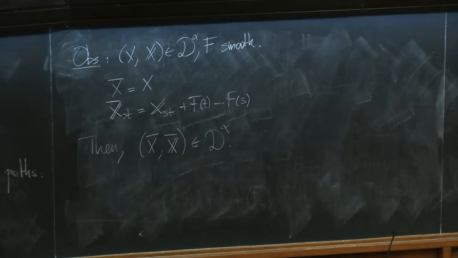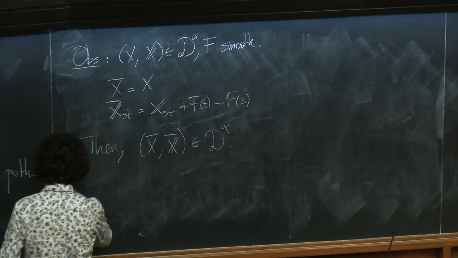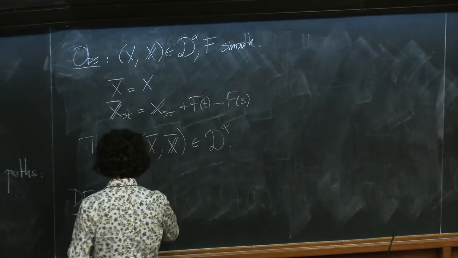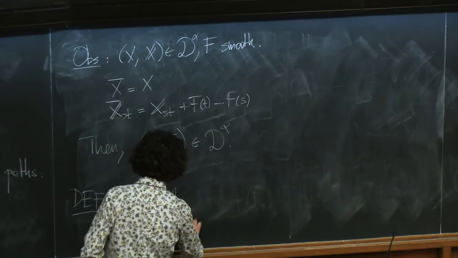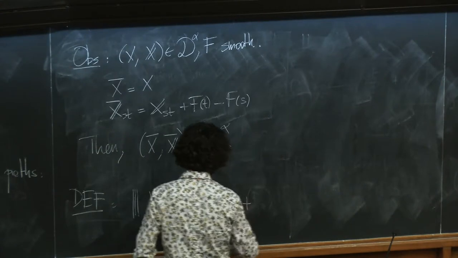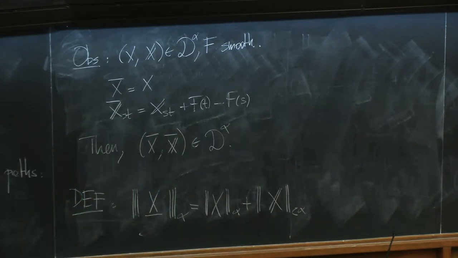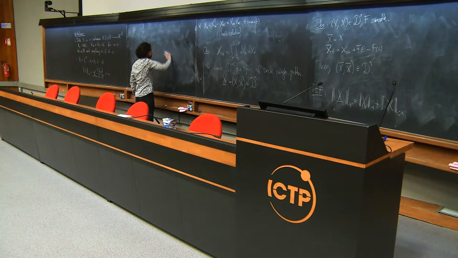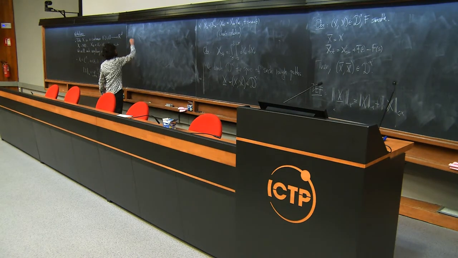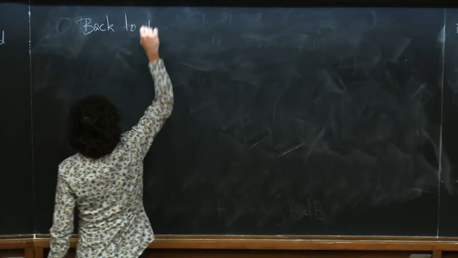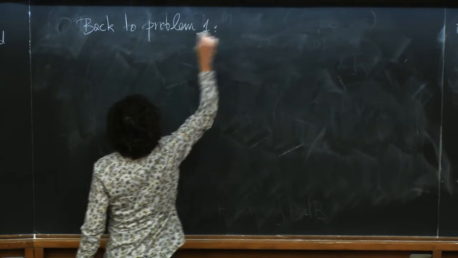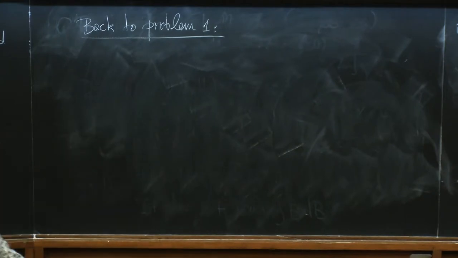Okay, so let's define some norms. Just one, actually. Well, not really a norm, but a semi-norm. The important thing is that it gives a notion of distance in the space of rough paths. Okay, so back to problem one. So let's see how this could be of any use for what we have in mind.